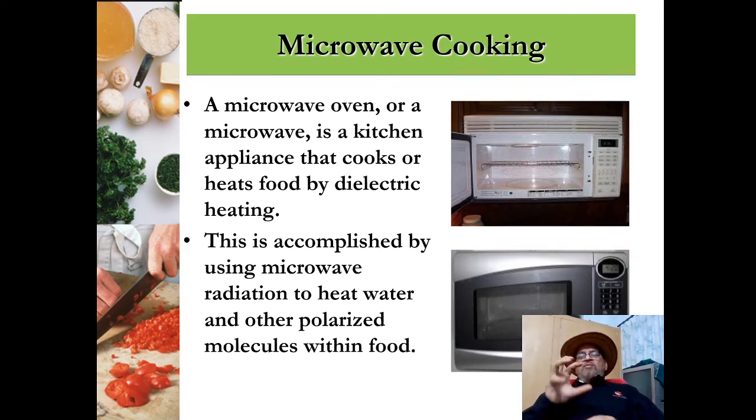What happens is all the water in the food gets agitated rapidly, and the water molecules rub against each other at very high speed, as much as 20,000 times a minute, and when they rub against each other so rapidly, intense heat is produced from inside the food. So the water molecules within the food produce heat, and this heat is responsible for cooking the food.